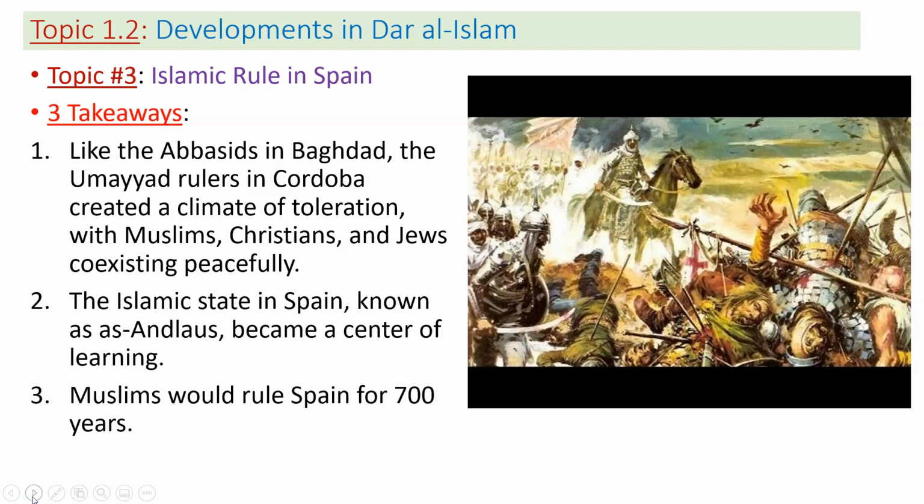The Islamic State in Spain, known as Al-Andalus, became a center of learning. And this is a good thing to remember. Muslims would rule Spain for 700 years. And that's topic 1.2. Can you answer that?